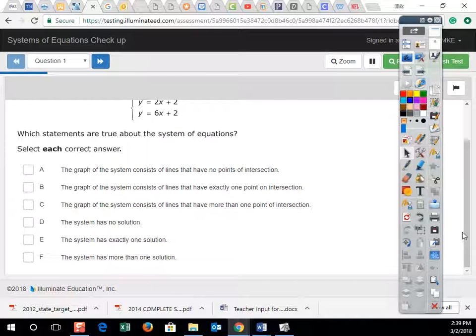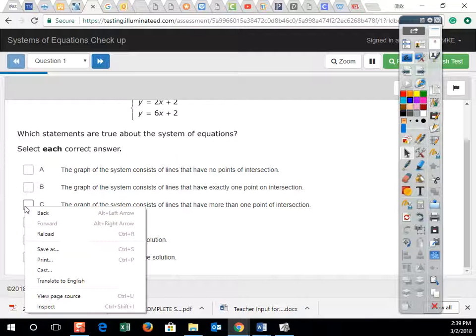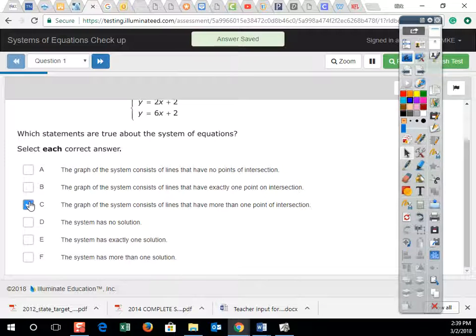The graph of the system consists of lines that have no points of intersection. Well, we know that's not true because that would have to be parallel lines, which means they have the same slope. The system consists of lines that have exactly one point of intersection, which is true. It's going to actually be at 0, 2. That's the wrong one, of course.